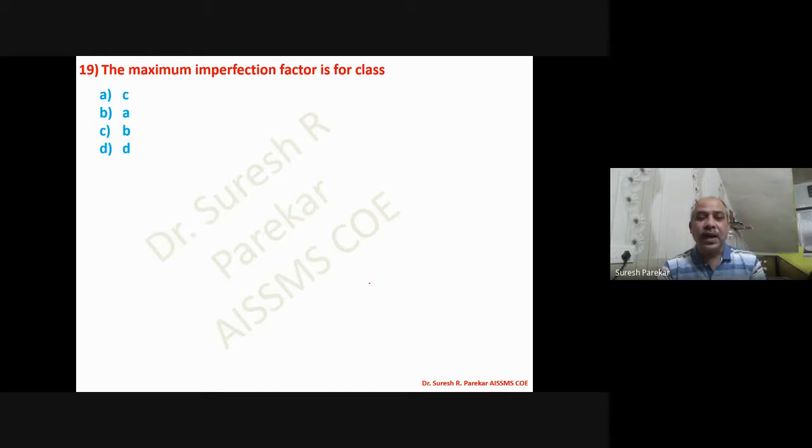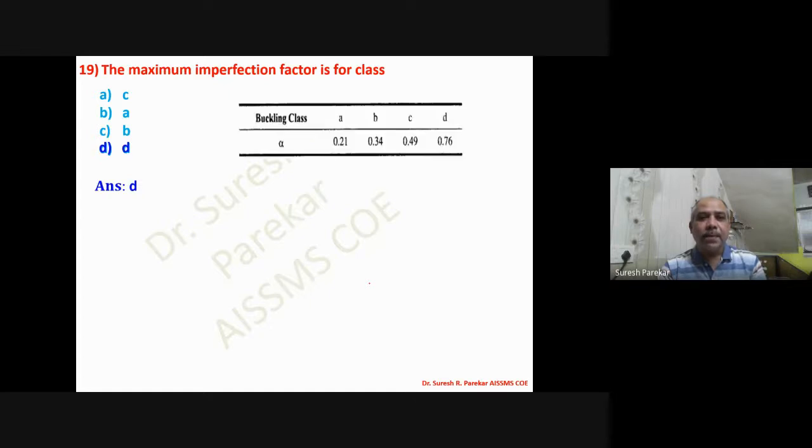So we have class A, whose value is minimum, which is 0.21, and maximum we have for class D, which is 0.76. If we see the difference, we have this value 0.21 for class A. If you add 0.13, then you have 0.34 for B. Then 0.15, if you add this, you will get 0.49. And 0.27, if you add this, then you will get 0.76.